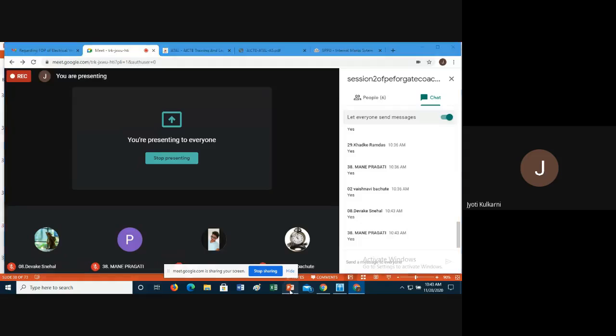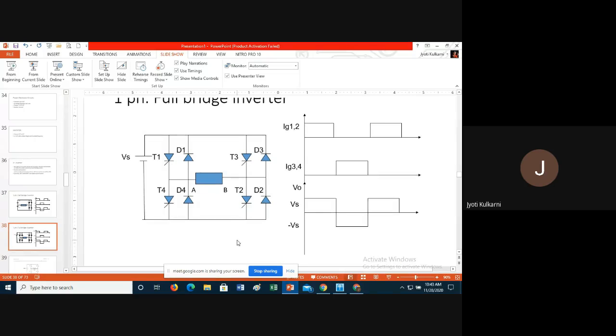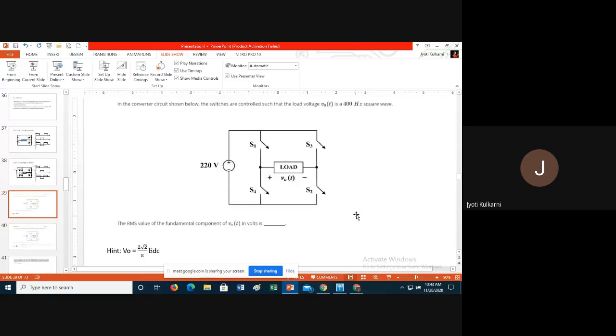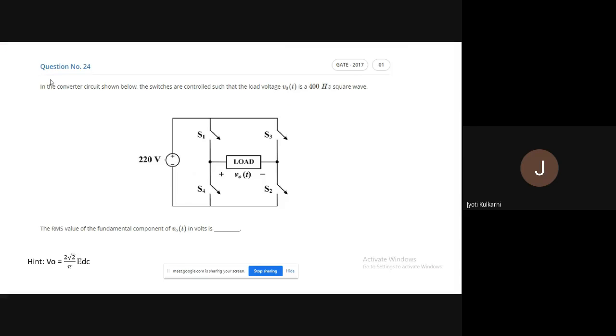Now the first question of the GATE examination is: in the converter circuit shown below, the switches are controlled such that the output voltage V0 across the load is a 400 Hertz square wave. What is the RMS value of its fundamental component in volts?